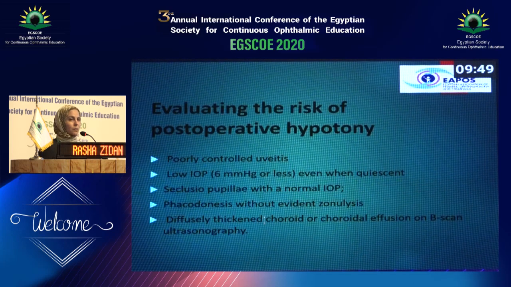So hypotony seems to be our enemy, because hypotonous eyes are poorly functioning eyes. The flags that you may end up after surgery with hypotony are if you have poorly controlled uveitis beforehand, if you have a low intraocular pressure even though the eye is very quiet, if you have a seclusio pupillae and a normal intraocular pressure, if you have phacodonesis but you don't have any evidence of zonulysis, and you have a diffusely thickened choroid or choroidal effusion on your ultrasound.